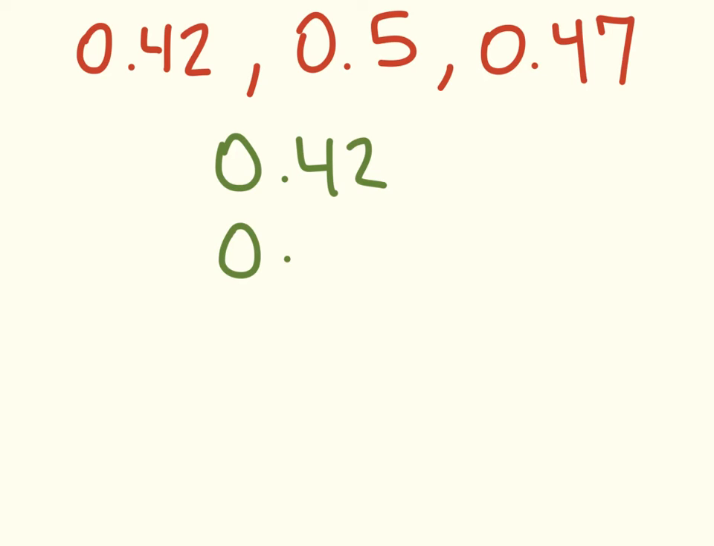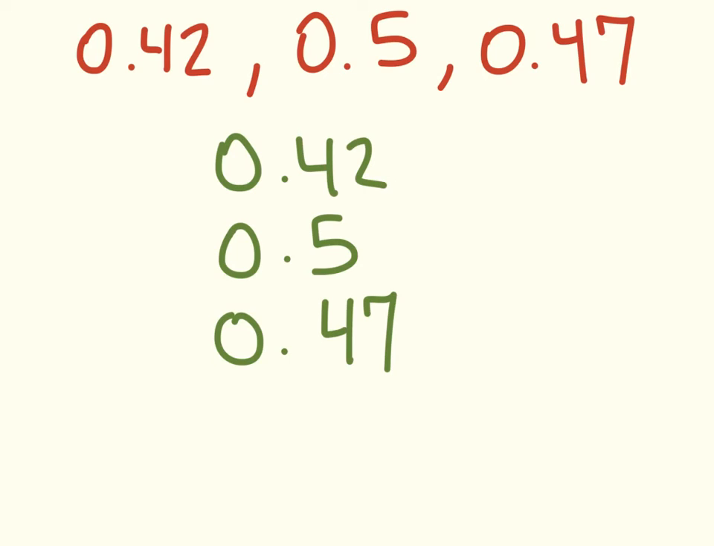Let's try one more example. Let's order these from smallest to biggest: 0.42, 0.5, 0.47. Remember that we want to line them up vertically so we can compare. I should always make sure to have my decimals lined up. Then I'm good to go.